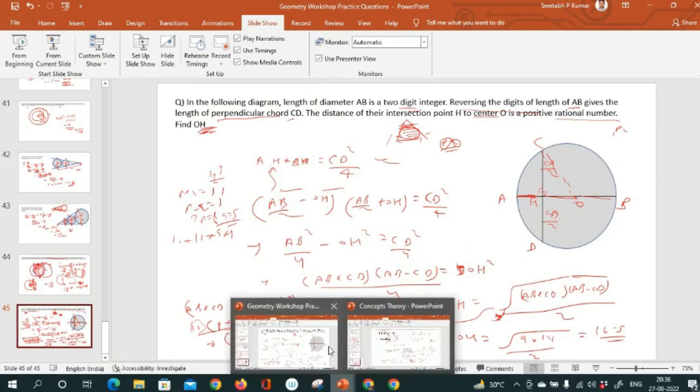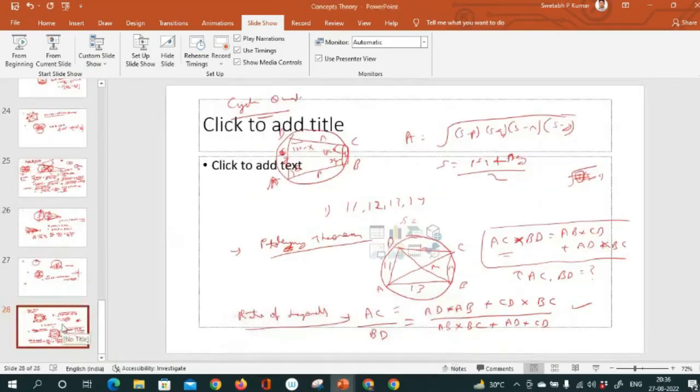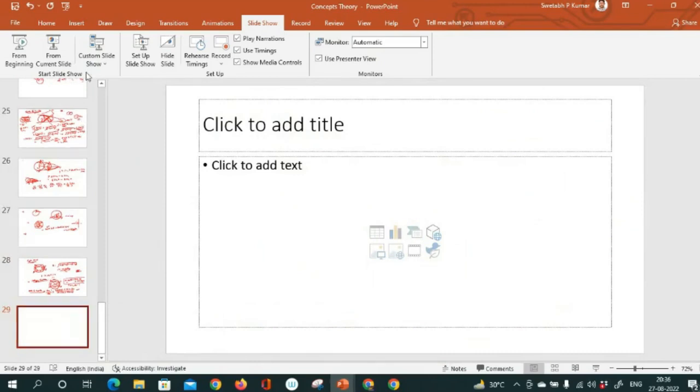For example, there's a funny theorem in geometry called the British flag theorem. Have you guys studied that? It's for a rectangle basically. The name is funny because it resembles a British flag. It's called the British flag theorem.